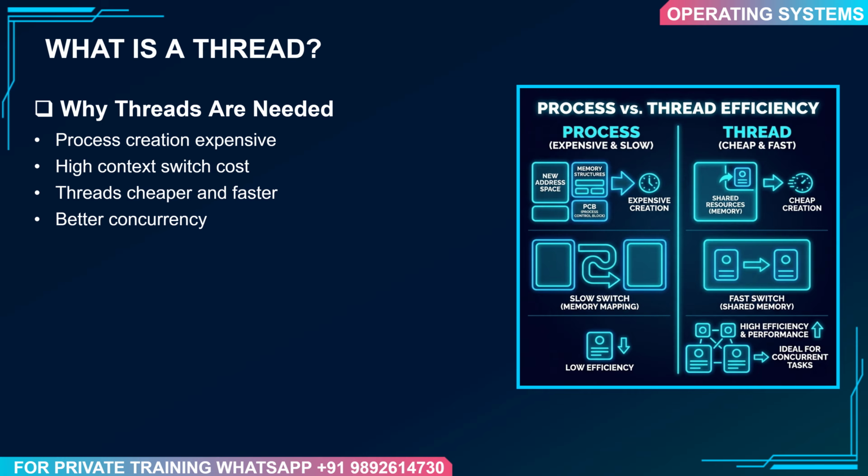The operating system has to allocate a new address space, set up memory structures, and create a new process control block. Context switching between processes is also costly because the OS has to switch memory mappings. Threads are much cheaper. Since threads within the same process share memory and resources, creating a new thread takes less time and fewer resources. Switching between threads is also faster compared to switching between processes. This makes threads ideal for tasks that need to run concurrently and share data frequently.